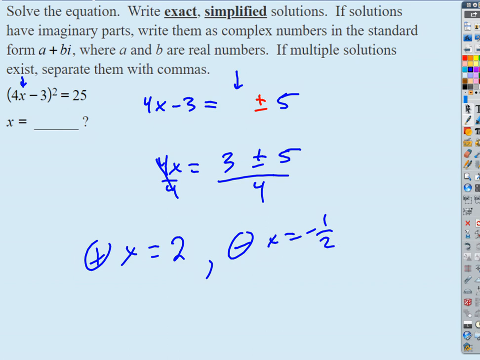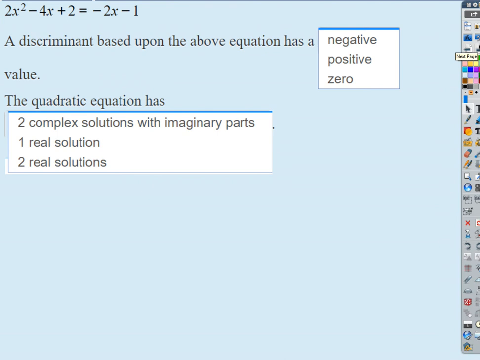Okay? All right, what about this? So discriminant stuff, right? So there are some pull-downs on this question. Based on the value of the discriminant, you're going to choose two things. It's either negative, positive, or zero, which is going to tell you that one of these three options has to be true.